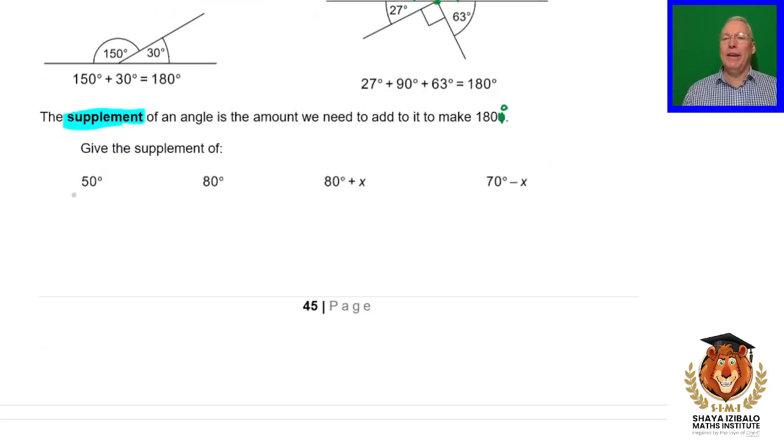Okay, what must we add to 50 to get to 180? The supplement is 130 degrees. What's the supplement of 80? Well, we would need to add 100 degrees. What's the supplement of 80 plus x? Well, we would need 100 degrees. If we add these things up at the moment, we're going to get 180 plus x. We don't want the plus x, so we must have a minus x. These two angles, the black one here and the blue one here, add to 180 degrees. For 70 minus x, we would need 110 degrees to get up to 180, and then we would say plus x.